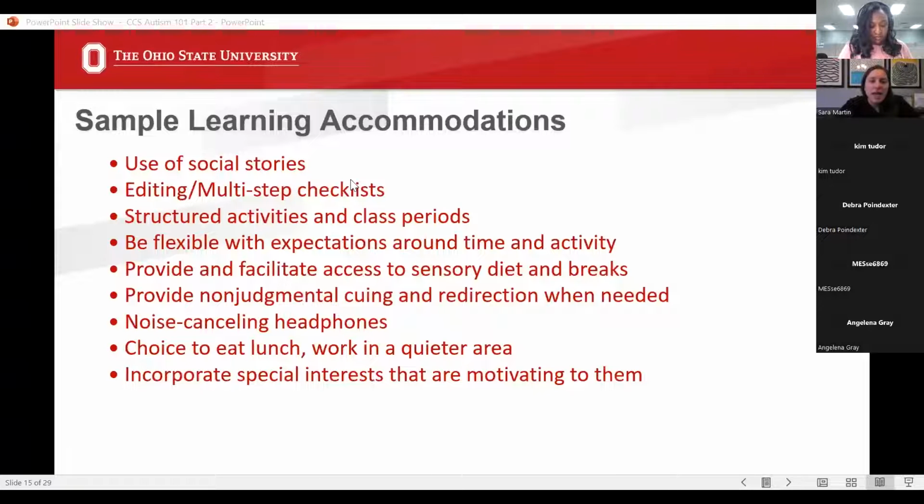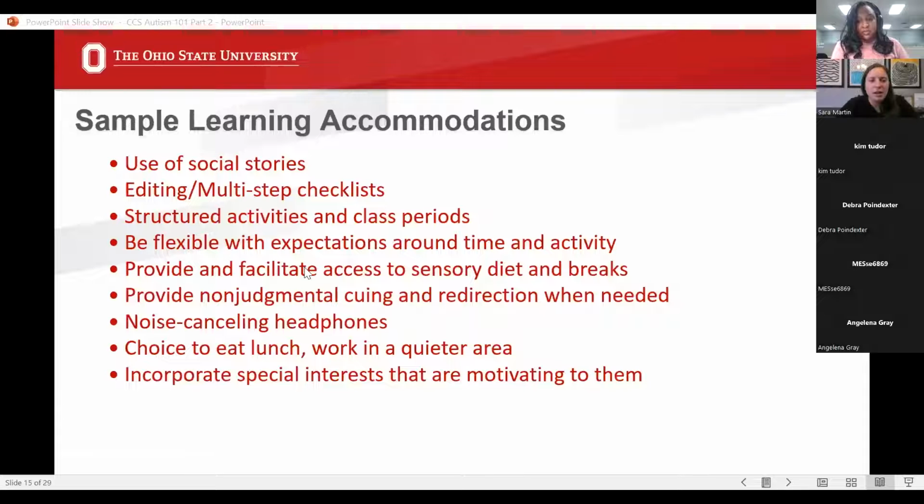Also providing them with editing or multi-step checklists. So if you're given an activity from the teacher, breaking that down into steps, or if they need to edit their work, clearly stating what they need to do, like a checklist, and having them check that off as they go along is super helpful. Making sure activities and class periods are structured, so there's not a lot of time for them just to sit around. So if the teacher is busy preparing things, having other things there to help the student throughout those times is very beneficial. Again, that being flexible.